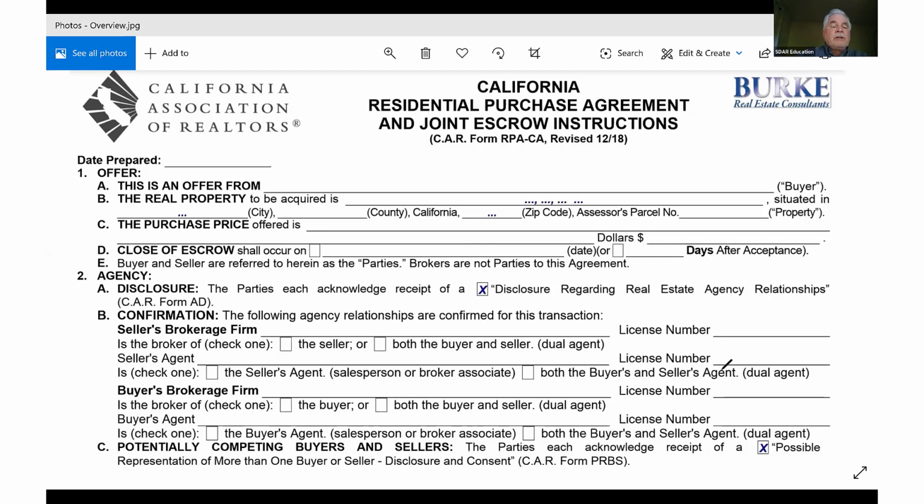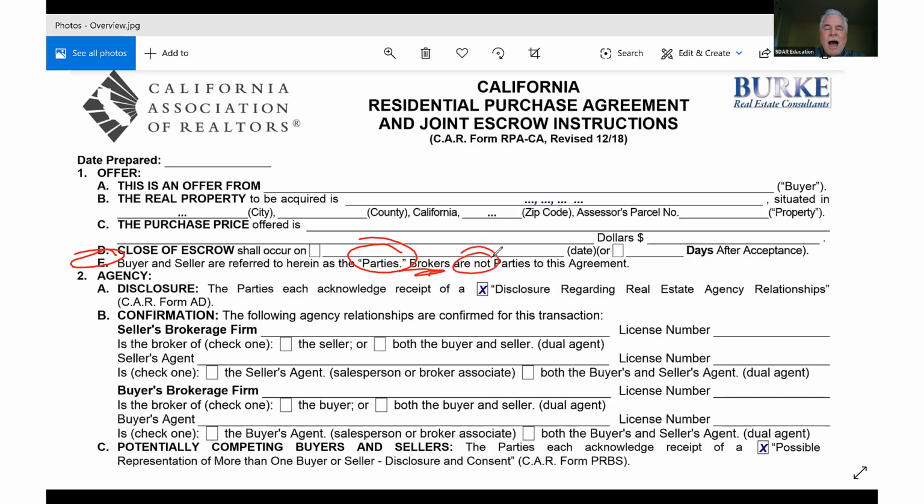Okay, let's take a look at number E. I like E. This usually gets missed. E is kind of a cute one. We slid that in there a couple of years ago now. Buyer and seller are referred to herein as the who? The parties. That's consistent with the rest of the country. The parties, buyer and seller.